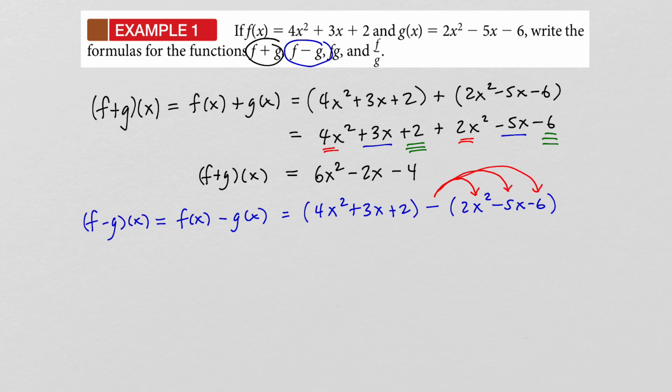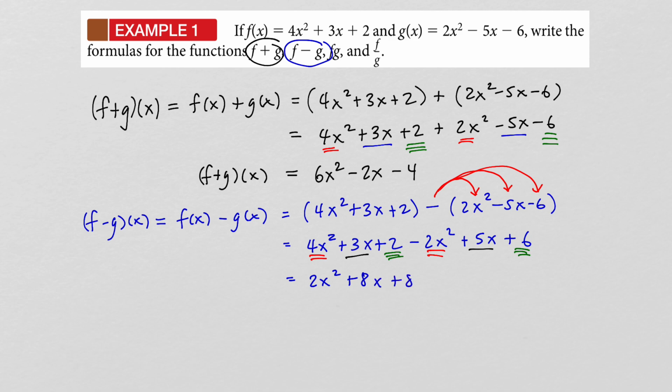So if we do that distribution, the first set of parentheses can simply be removed, and then we get minus 2x squared plus 5x and plus 6. And then once again, we can combine the like terms here. And combining those terms, we end up getting 2x squared plus 8x plus 8. And this is the function f minus g of x.